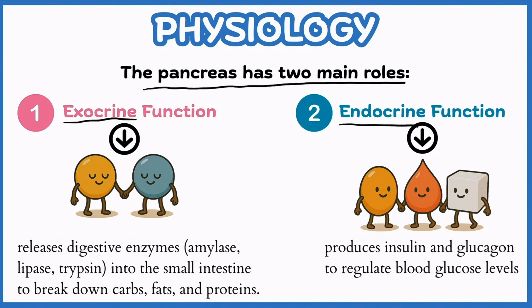So when I say the exocrine function, that means the pancreas is going to release digestive enzymes into the small intestines, and that is amylase, lipase, and trypsin. Now this is used to break down carbs, fat, and protein. And the endocrine function, this is what we normally know, right? The insulin and the glucagon. It's needed to regulate the blood glucose levels.